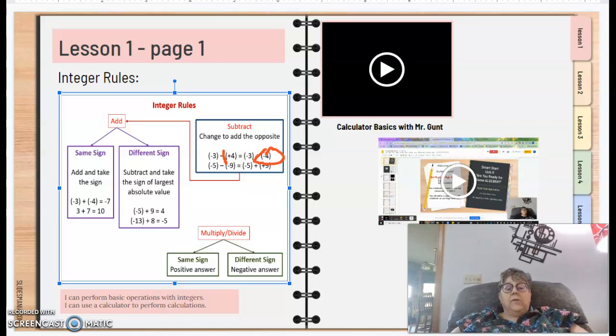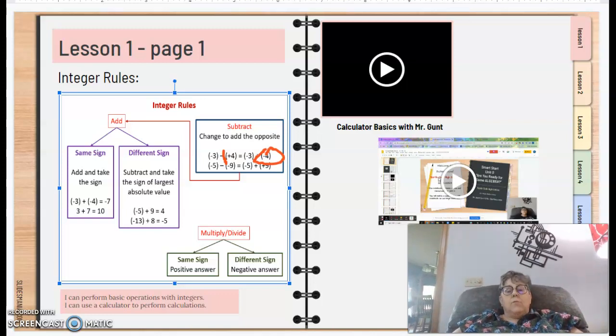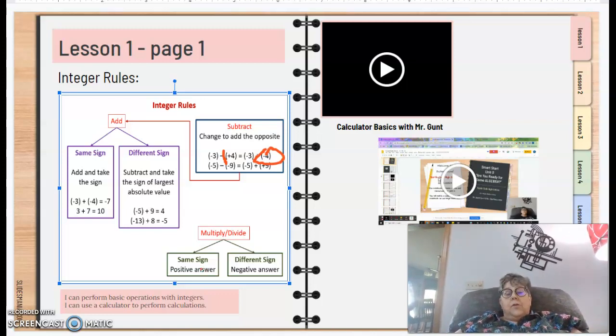We would simply go back and follow the rules for adding things with unlike signs. Multiplying and dividing are pretty simple because they both follow the same rule. If they're the same sign, the answer is always positive. If they're a different sign, the answer is always negative. So that really makes it pretty direct for you to work through those kinds of questions.